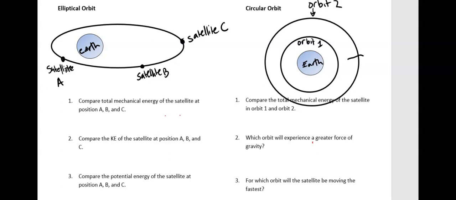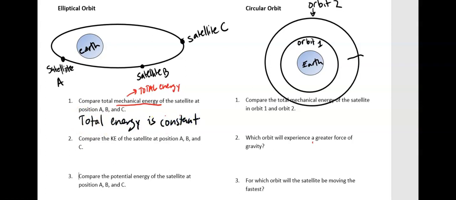Okay, so compare total mechanical energy. Total mechanical energy is just a fancy word for total energy. This is energy that can be reused, so not friction energy, which is dissipated to the environment. If it's in the same orbit, what do you think is going to be true about the total energy? It is just going to be the same. So the total energy is constant. The total energy at A, B, and C is the same.